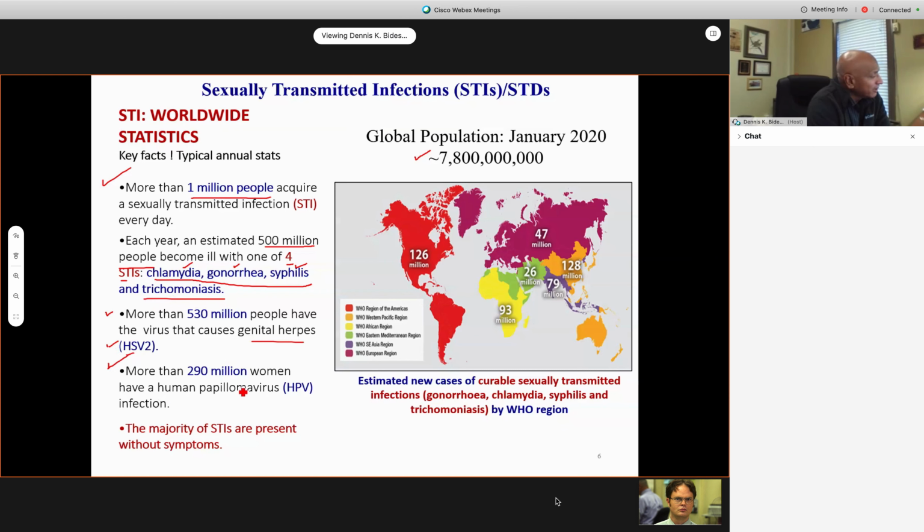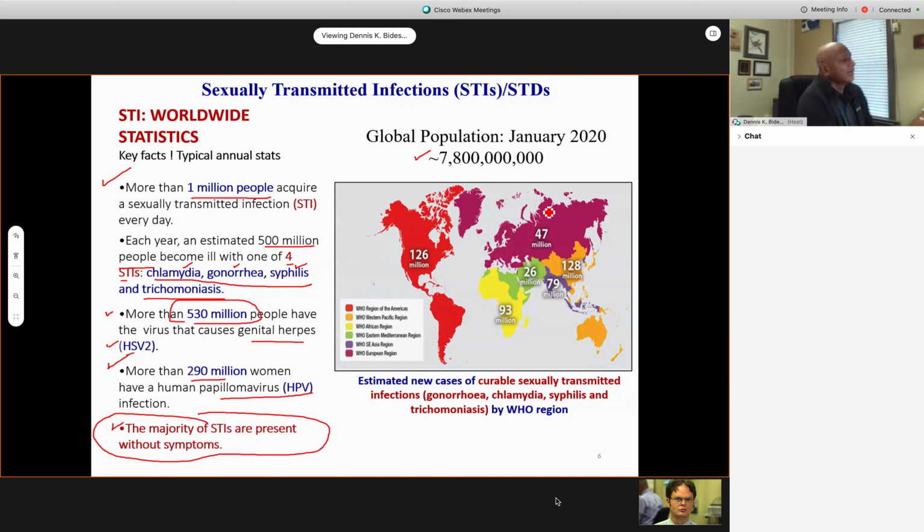More than 290 million people, women in particular, have the HPV infection. So HPV stands for human papillomavirus. So again, the point is this: we see quite a number of cases, right? Seem to be unbelievable, but especially this one here. Think about this: 531 million, 1 in 16 people have been exposed to or are infected with HSV, herpes simplex virus. That's incredible. But the majority of STIs are present, of course, without symptoms. So people are infected, but they're not showing symptoms.